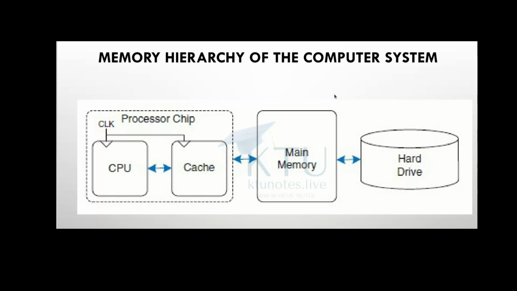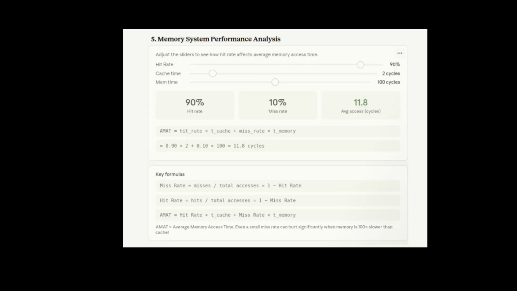Now the memory hierarchy of the computer system: if you consider, you can see that inside the processor chip itself you have the CPU and also the cache. They are sharing the same clock also. Then outside that we have the main memory, and after that you have the hard drive. So you can see the hard drive is the very last in the hierarchy, right? Whenever you have to talk about memory hierarchy, you have to learn to draw this diagram also.